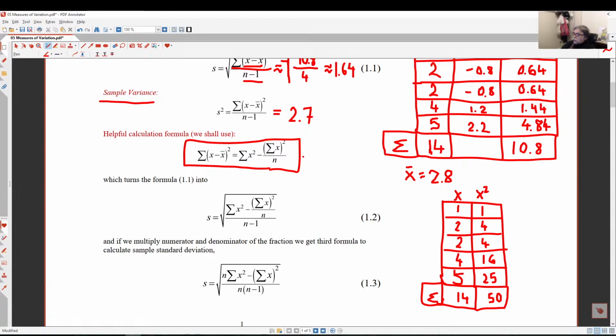So using this formula is slightly easier because you end up doing the sum of x squares, which I just calculated to be 50. And then you have to subtract the sum of the x's, which is 14. You do have to square that. According to this it is a square, so that's 196. You might want to check that out. And divide that by 5.